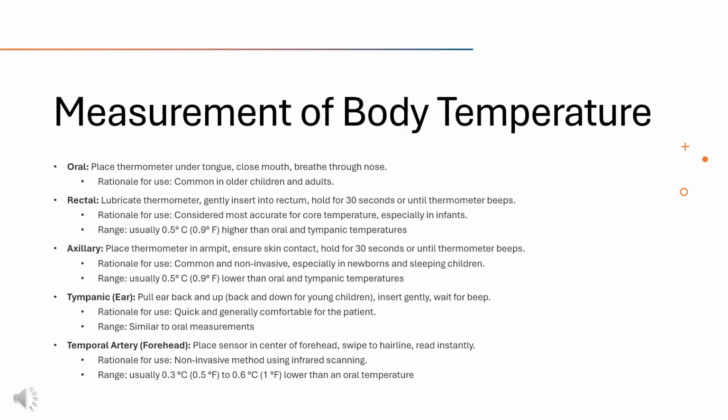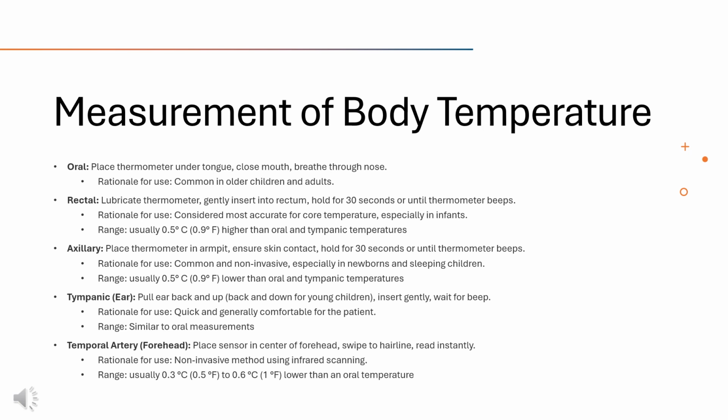Getting an accurate measurement of body temperature is crucial for assessing a patient's health status. Let's explore the most common ways that we measure temperature and discuss the right techniques to use at each site to ensure that we're getting the most reliable data. So what are some common sites?